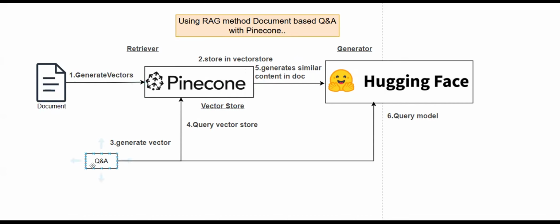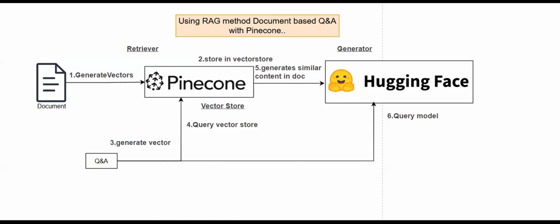Then we asked a question: the first question was what is a RAG, and the second question was what is LLM. We got similar content documents, and we pass our question as well as the document content to our model, and we get the final response from our model by implementing RAG.